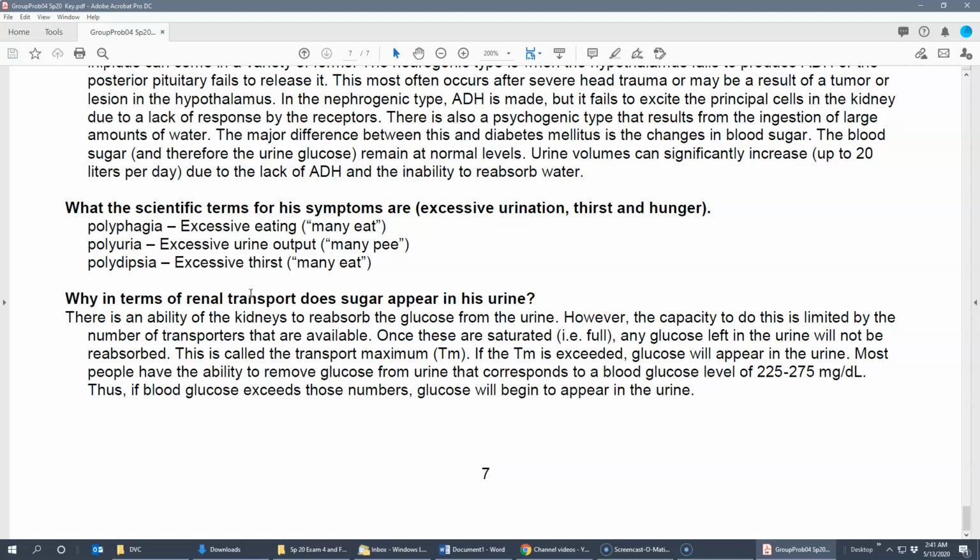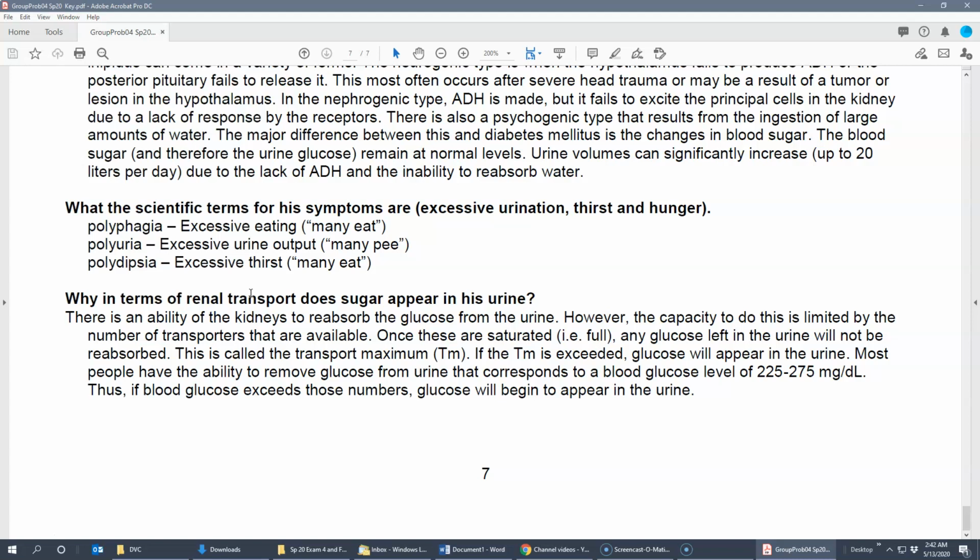The glucose that's not reabsorbed will spill over into the urine. So this is called transport maximum. If the transport maximum is exceeded, we'll have glucose in the urine. Most people remove glucose from the urine up to blood glucose levels of about 225 to 275 milligrams per deciliter.